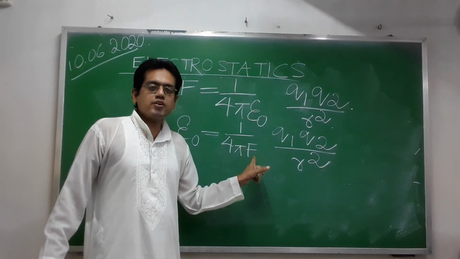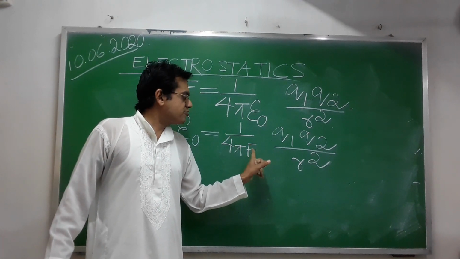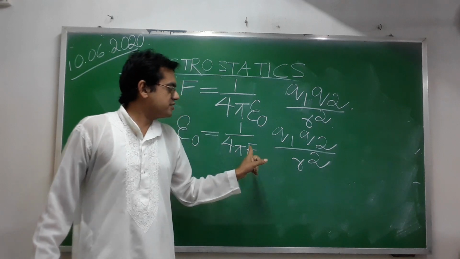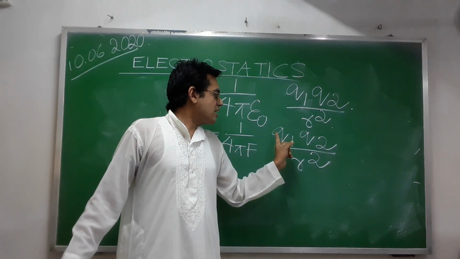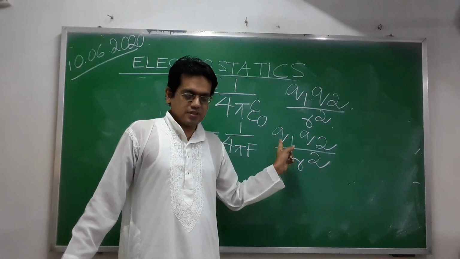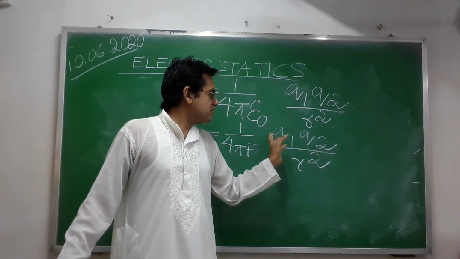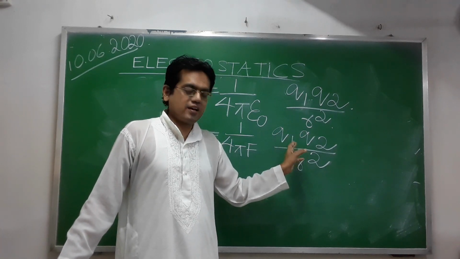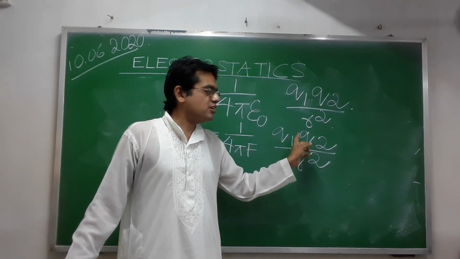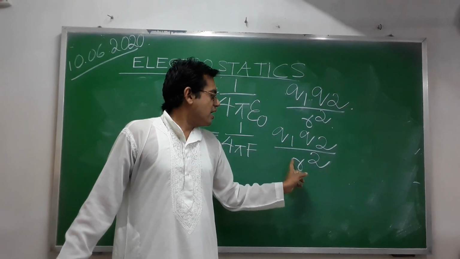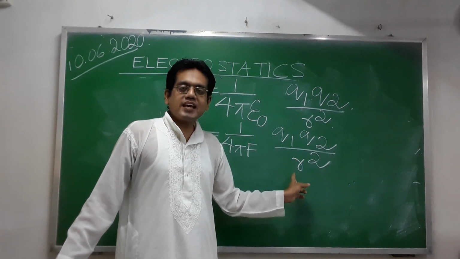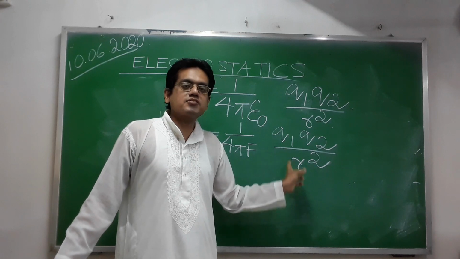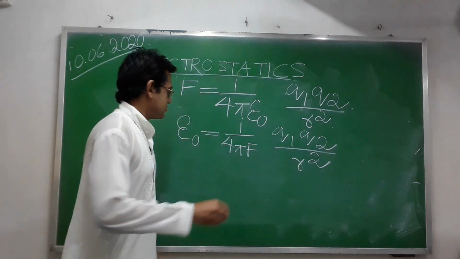What is the SI unit of force? The SI unit of force is Newton, right? And the SI unit of charge is Coulomb. So it will become Coulomb square, because Coulomb into Coulomb gives you Coulomb square. And what is the SI unit of distance? The SI unit of distance is meter.